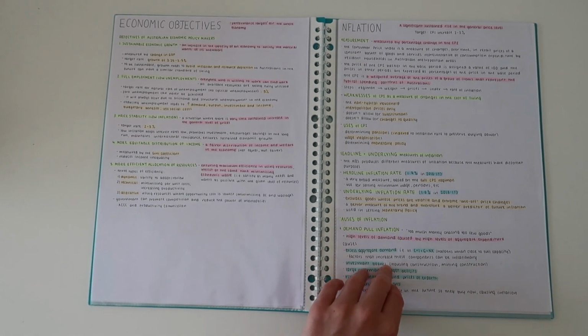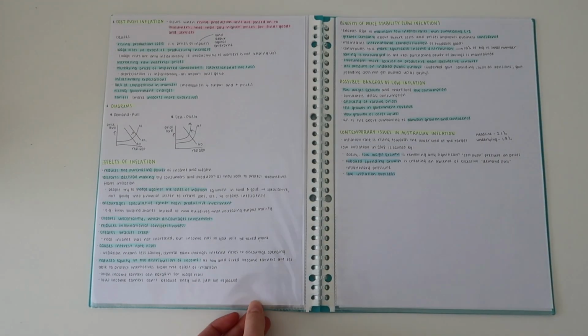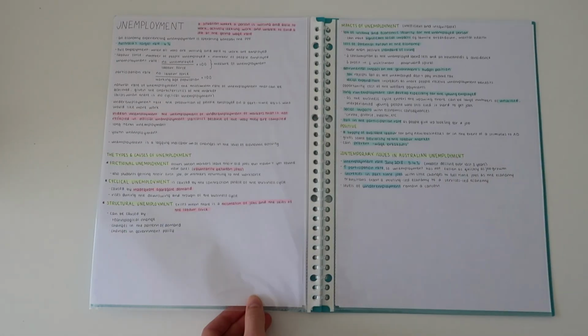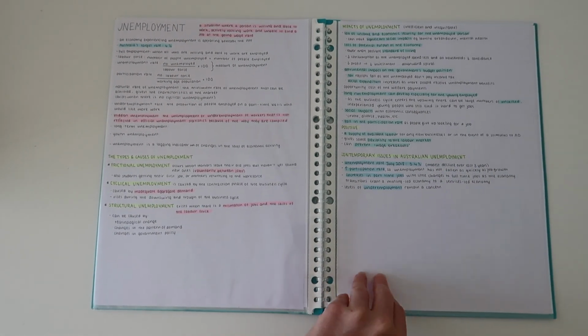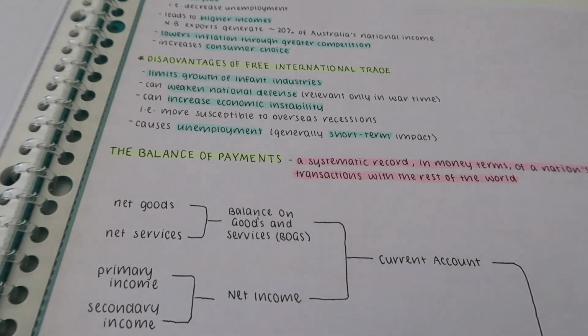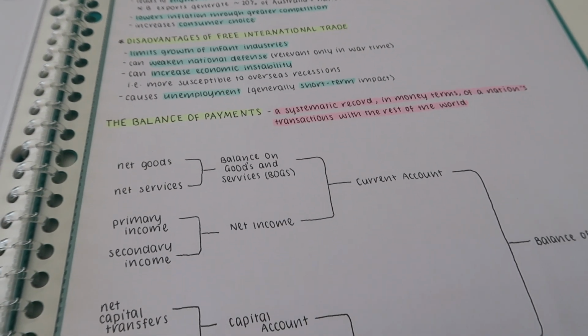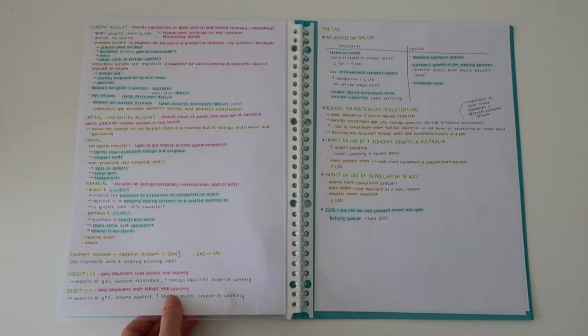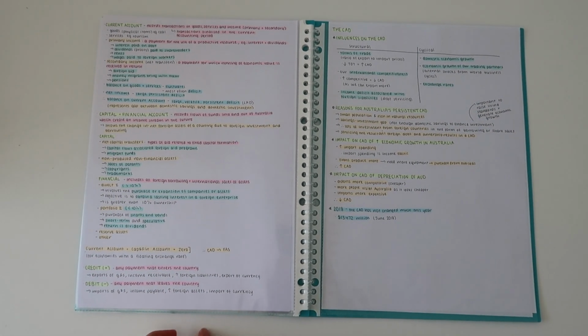I do have a highlighting key, 5 colours as you can see: pink, orange, yellow, green, blue, and is that 5? I think that was 5. Yeah. So, here's a lovely flowchart I made on the balance of payments. That is yet another way to make your notes a bit more visually appealing.